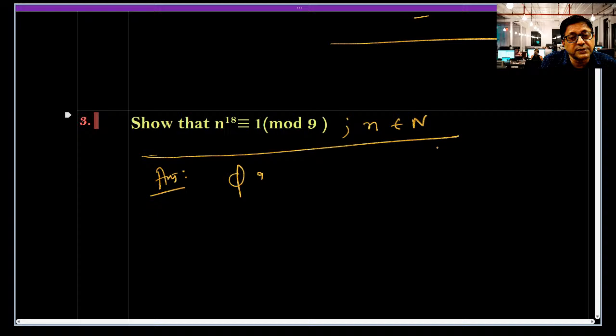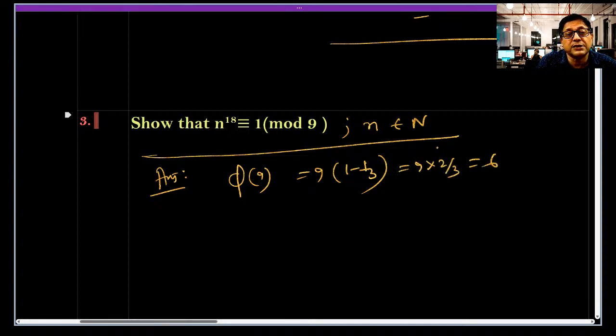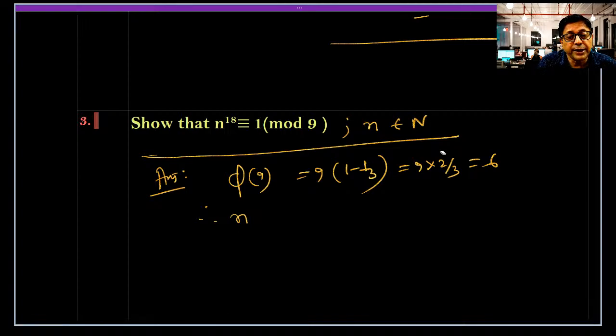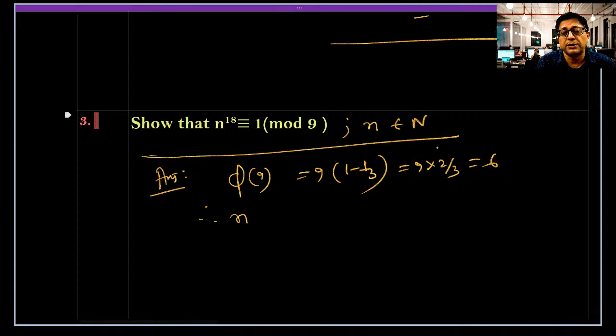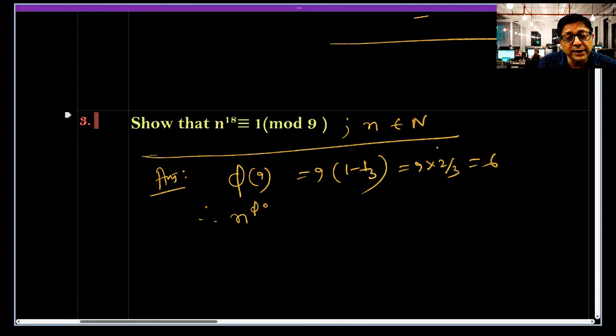you will write phi 9 first. Phi 9 is what? 9 into 1 minus 1/3. It is 3 square. So 9 into 2 by 3, this is 6. So n to the power 6, you will write phi n, no? For any integer, it's 18 power. When divided by 9, remainder is 1. Any integer, there is no choice for it. So n to the power phi n is congruent with 1 mod 9.